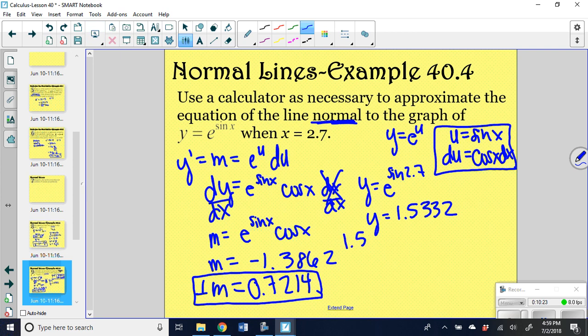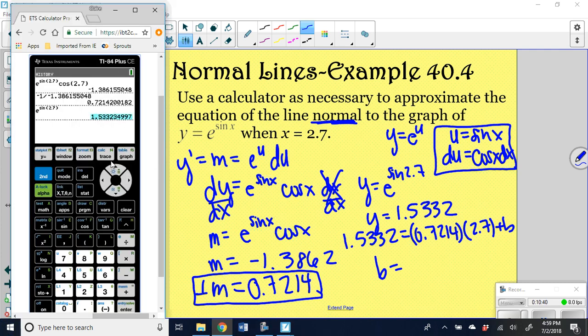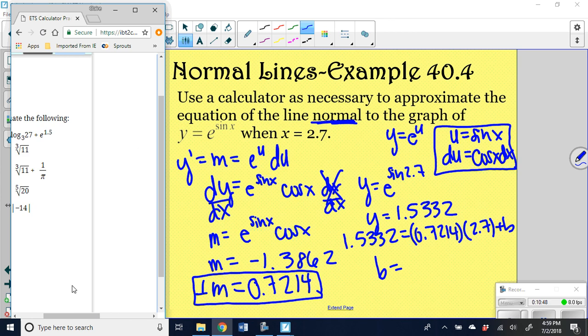So 1.5332 equals 0.7214 times our x value of 2.7 plus b. So our b value, we're going to do 1.5 minus this 0.72 times 2.7 number. Uh-oh.